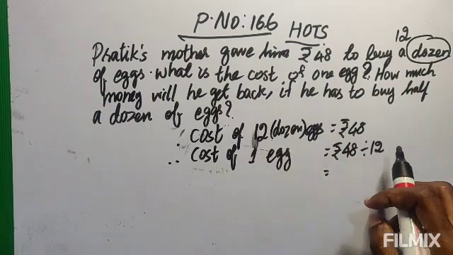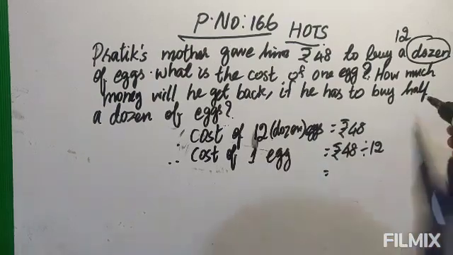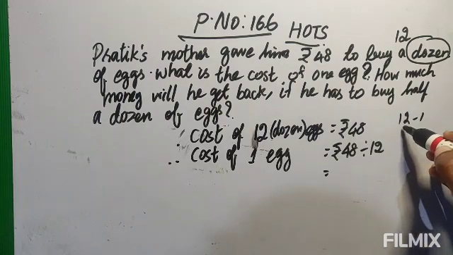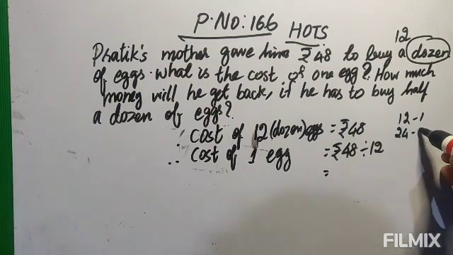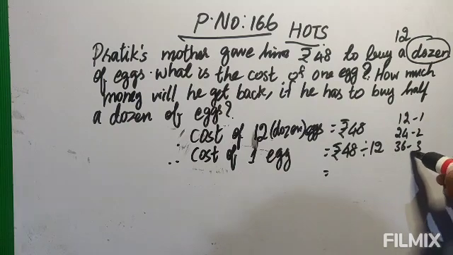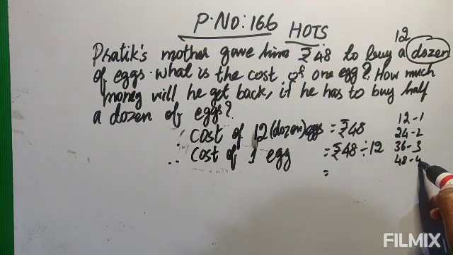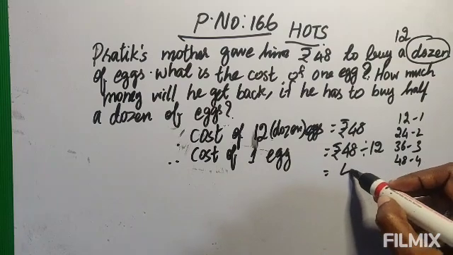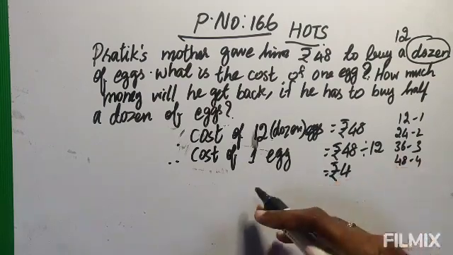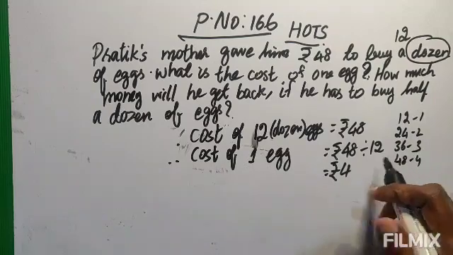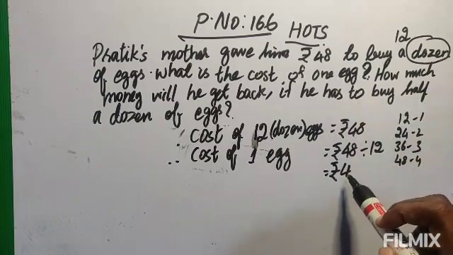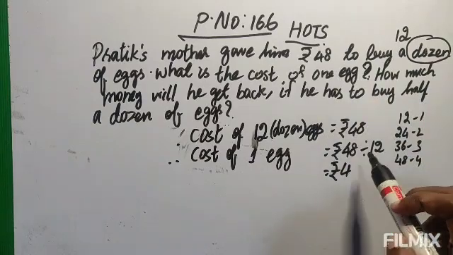I think you may know the 12 table. So I am not writing it here, but since it is finishing fast, I am writing the 12 table. 12 ones are 12, 12 twos are 24, 12 threes are 36, 12 fours are 48. Okay, so in 48, how many 12s are there? 4 12s are there. That means 48 divided by 12 is 4. So the cost of one egg is 4 rupees. This is the question that was asked: what is the cost of one egg? So the answer is the cost of one egg equal to 4 rupees.